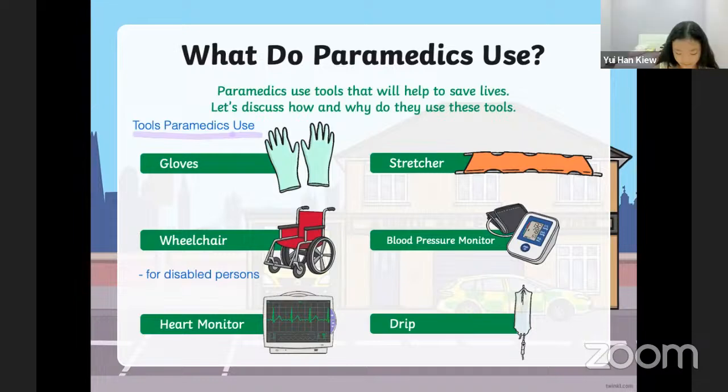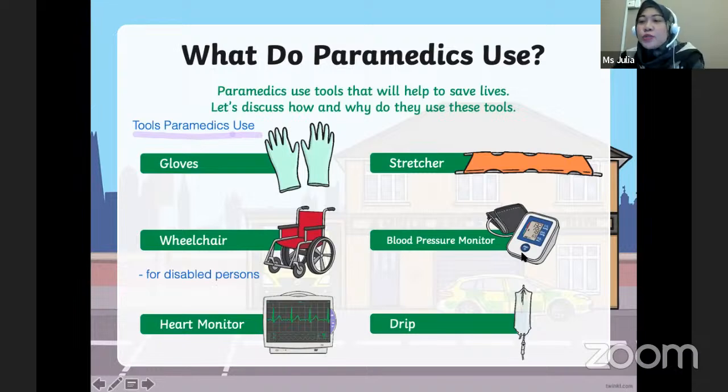Drip. Okay, what's that? What do we use that for? What is it used for? To add more water in the body. Okay, we see the drip, right? It looks like water, but inside there's actually nutrients. So for example, the injured person cannot eat, right? He cannot drink, he cannot eat. That's why we put the drip into his blood so that he can still get water and nutrients.